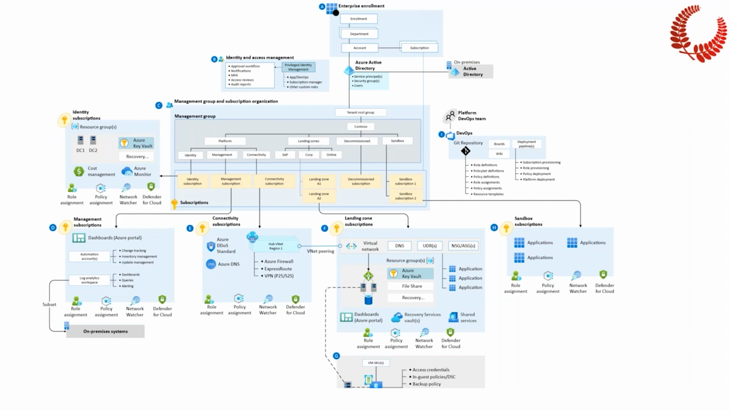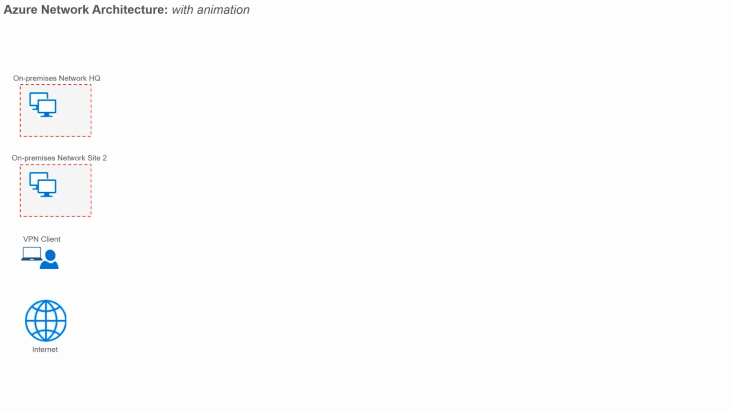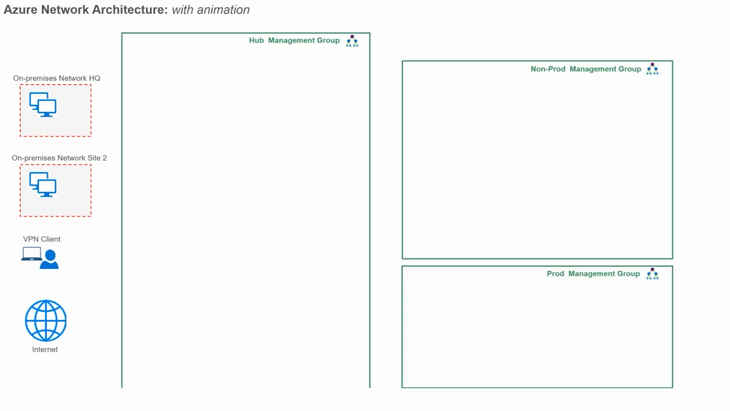What else? Yes, there we have one example of network architecture with the hub and spoke, for example, that was chosen as a landing zone, where we have on-premises sites and different VPN clients, and then we are at the start defining the different management groups. That would be the hub management or non-production or production, or like in the previous slide, we've seen also the sandboxing environment with the specific subscriptions and so on.